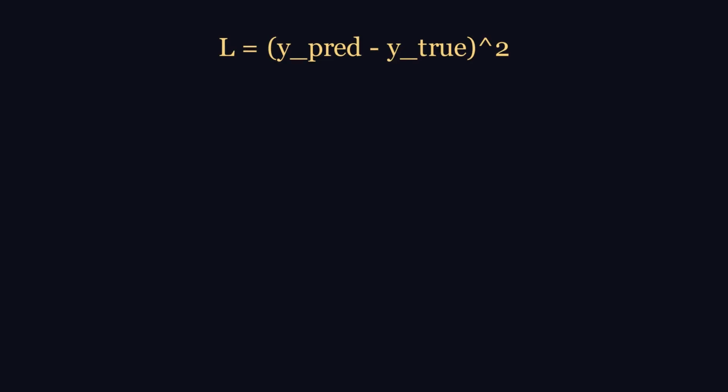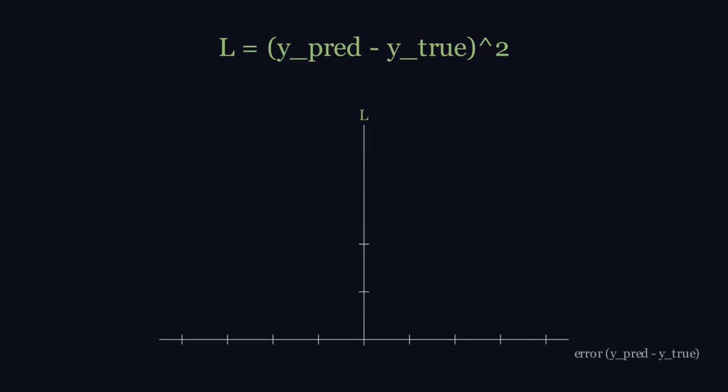First, squaring removes the sign. Being wrong by +2 and being wrong by -2 are equally bad. Second, squaring makes large mistakes hurt disproportionately more than small ones. A mistake of 2 costs 4. A mistake of 4 costs 16. The network is motivated to eliminate big errors first.